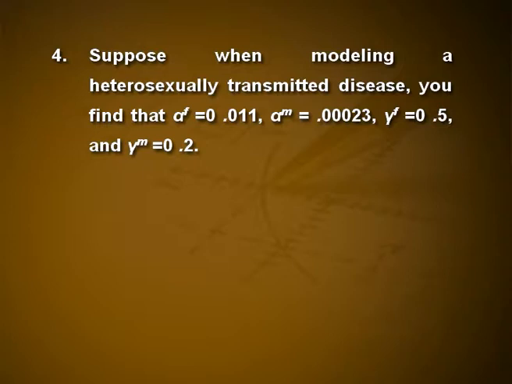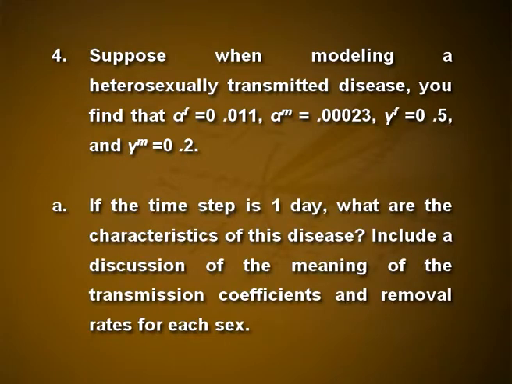Fourth one: suppose when modeling a heterosexually transmitted disease, you find that alpha F is equal to 0.011, alpha M is equal to 0.00023, gamma F is equal to 0.5 and gamma M is equal to 0.2. If the time step is 1 day, what are the characteristics of this disease? Include a discussion of the meaning of the transmission coefficients and removal rates for each sex.